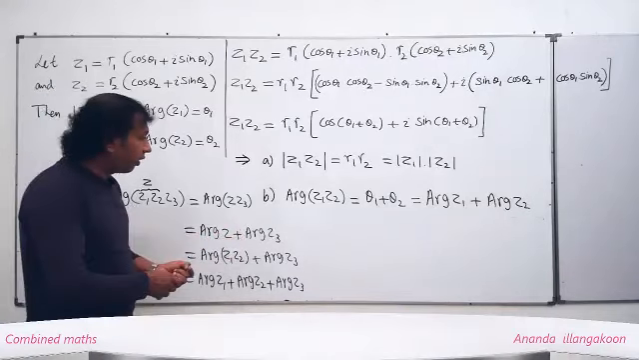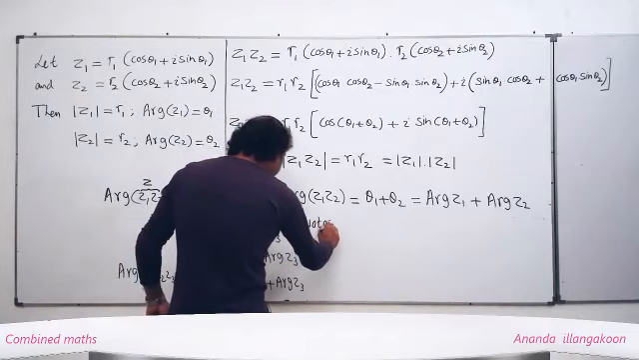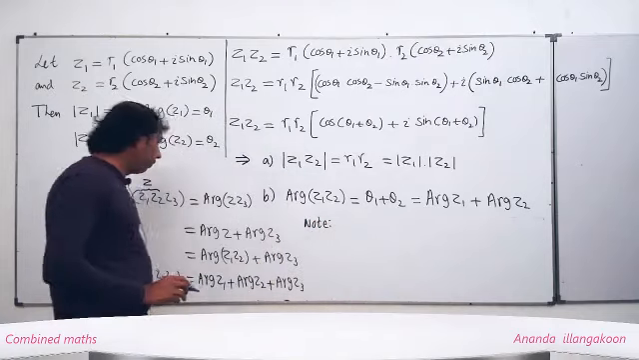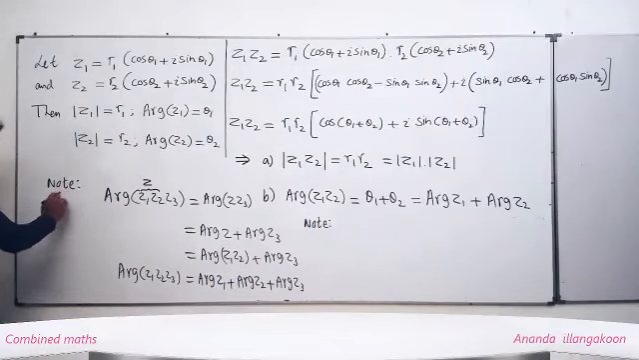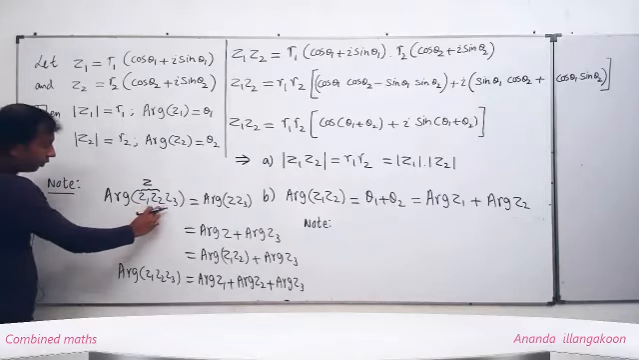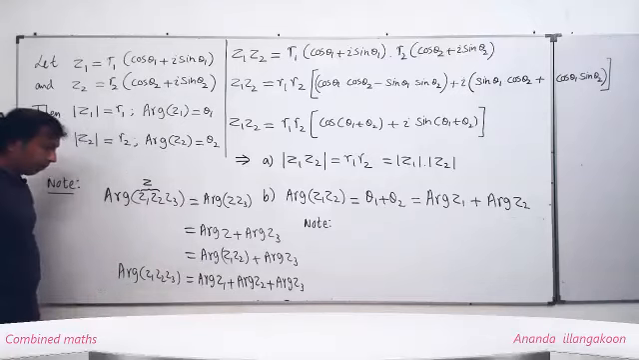Right. So then we'll write here: arg(Z1 Z2 Z3), and take this result.